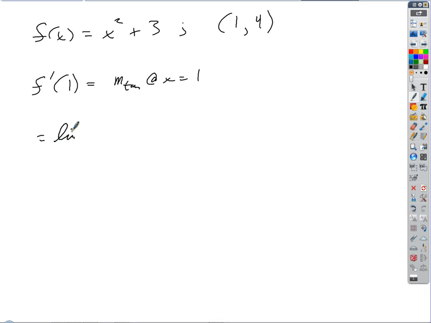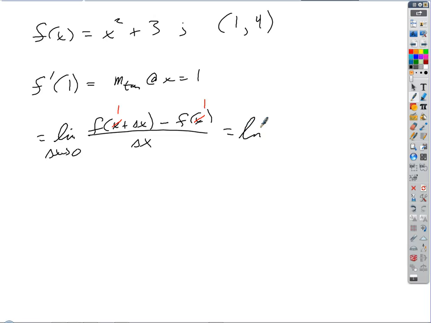I'm going to start off with what's my broad template? What's the definition of the slope of the tangent line? The limit of f of x plus delta x minus f of x over delta x, as delta x goes to 0. Good, okay, so then we've got our x is a 1, right? And our function is x squared plus 3, right? So what does this become then?